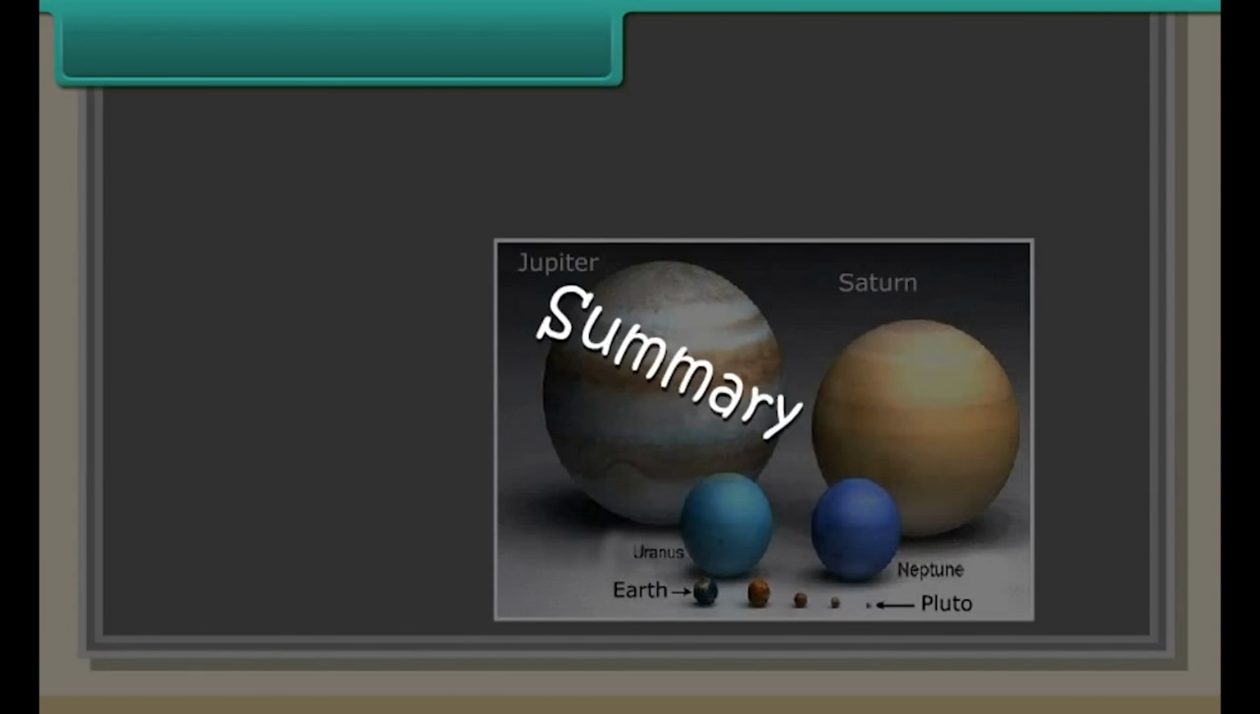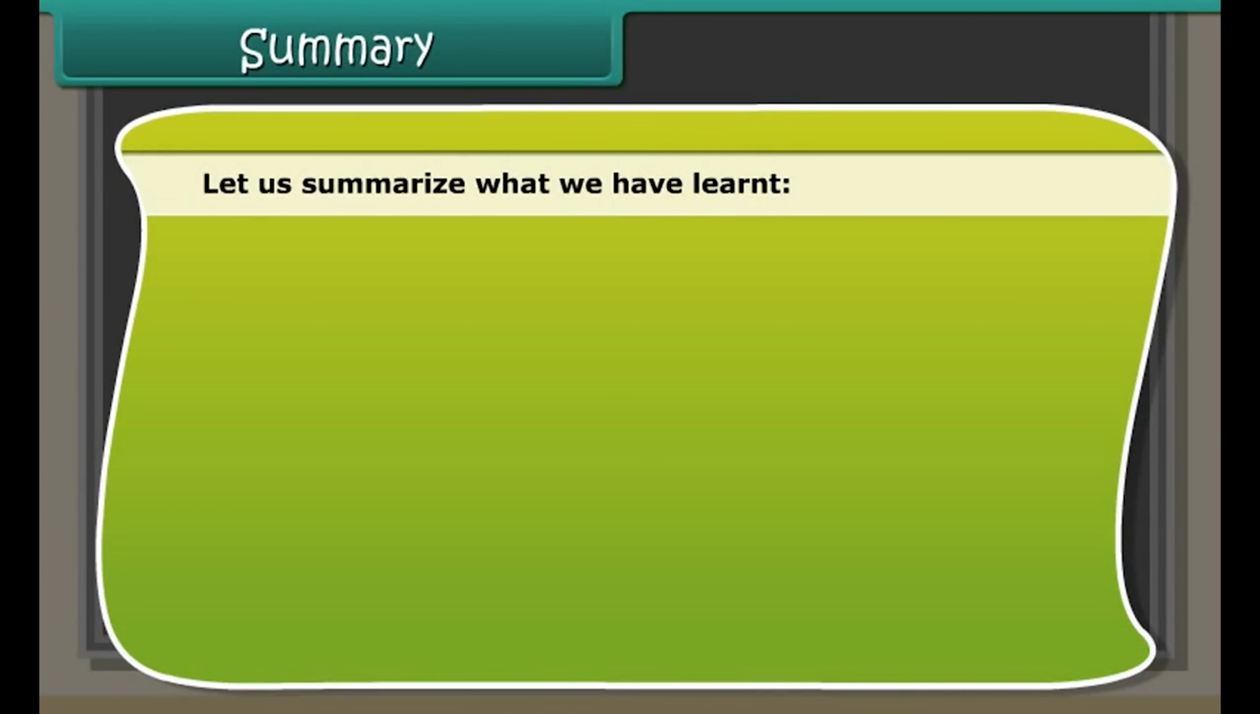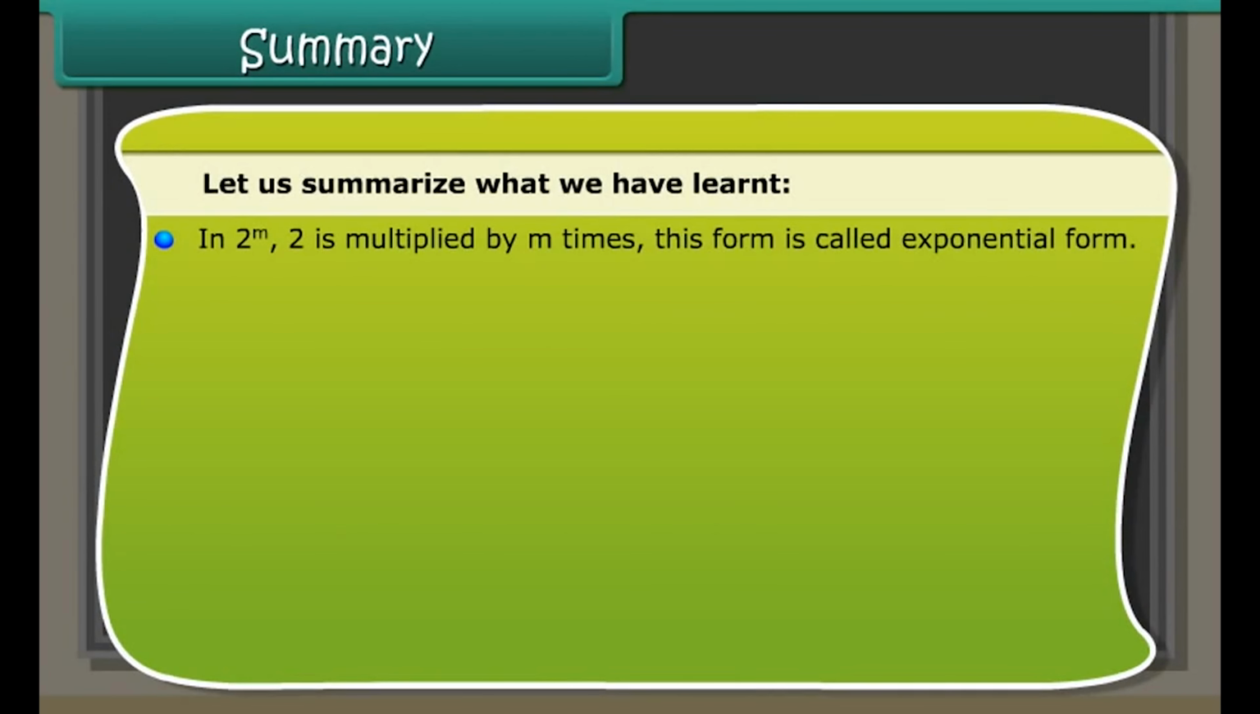Summary. Let us summarize what we have learned. In 2 raised to the power m, 2 is multiplied by m times. This form is called exponential form. The laws of exponents are: 1. a raised to the power m into a raised to the power n is equal to a raised to the power m plus n. 2. a raised to the power m divided by a raised to the power n is equal to a raised to the power m minus n.